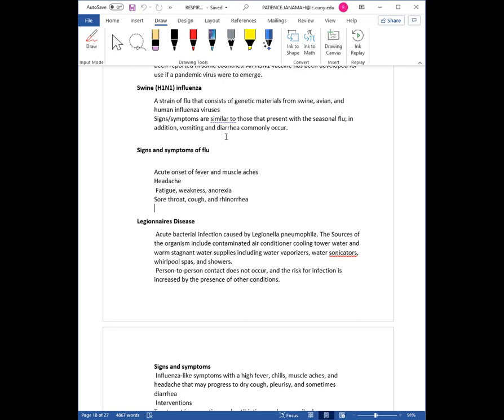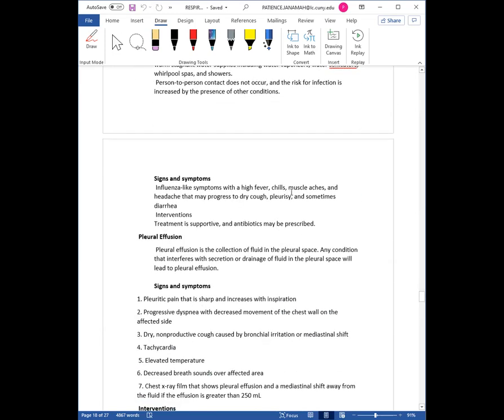Legionnaires' disease is an acute bacterial infection caused by Legionella pneumophila. The source of the organism includes contaminated air conditioners. Oh, I think I passed here, right? I remember Simone asked a question about this.